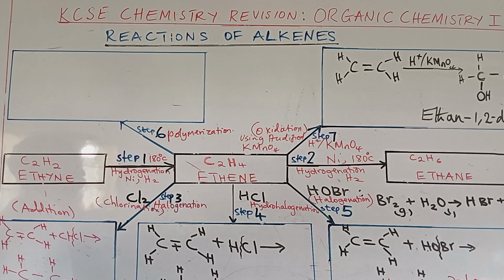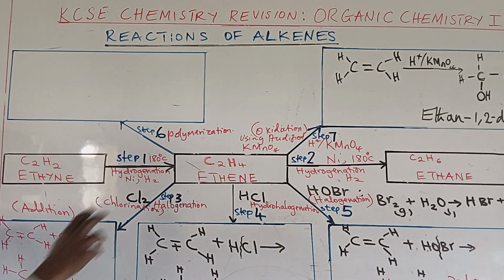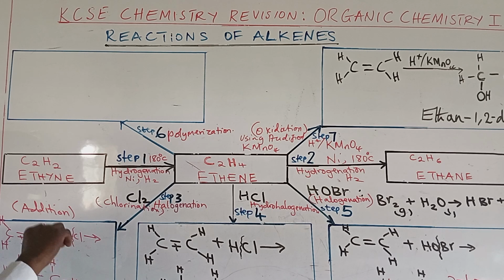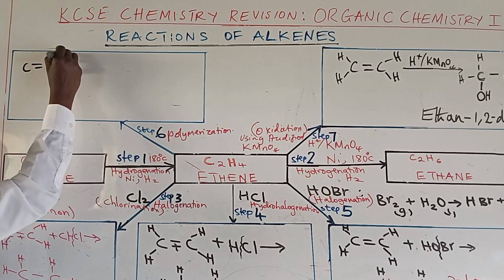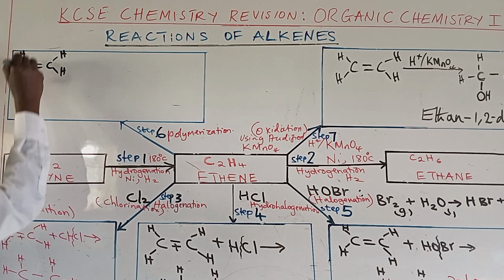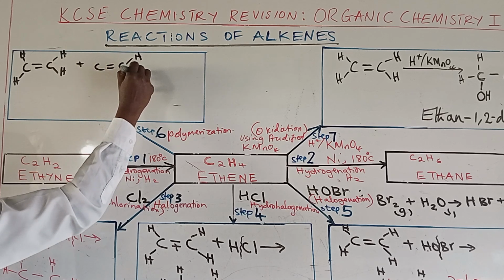In polymerization, we have a monomer of ethene reacting with another monomer of ethene, usually under pressure and heat, to form a continuous or large chain of monomers joined together, which we call the polymer. So in this case, we can visualize it as an ethene molecule combined with another ethene molecule.